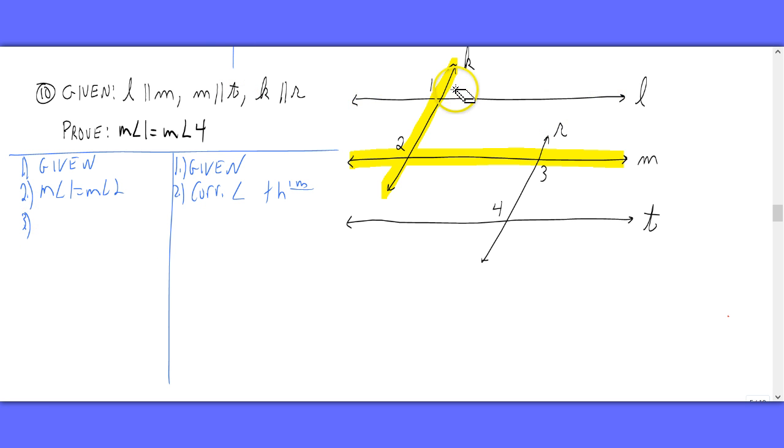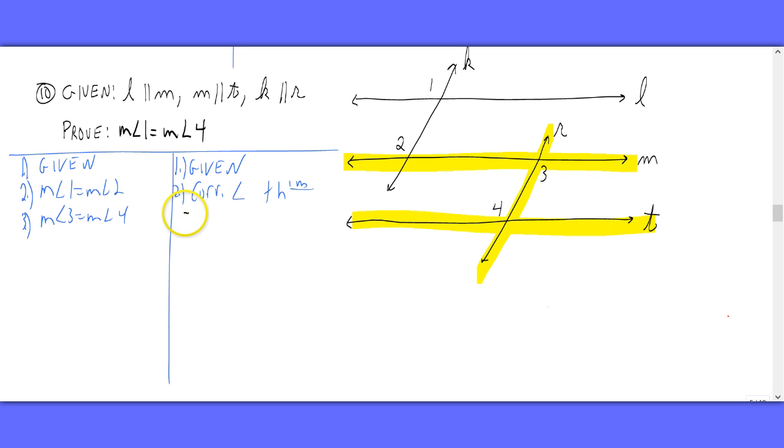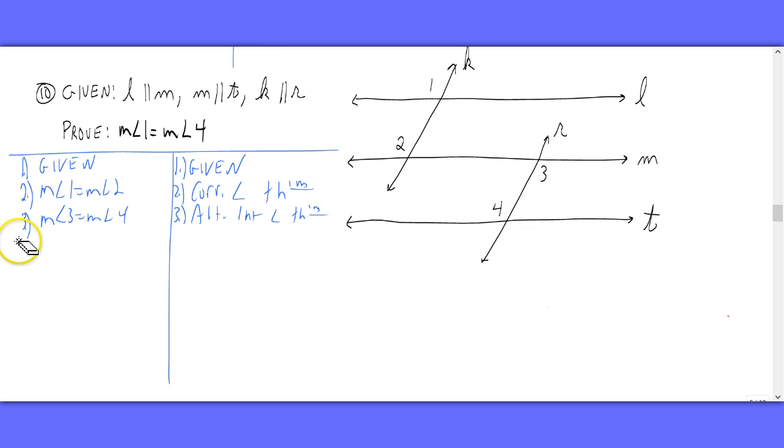Next, we'll look at the next set of parallel lines that we have. And that is that M is parallel to T. Here's our transversal, and if we look at how that shapes up, now we can say that the measure of angle 3 is equal to the measure of angle 4. That's the alternate interior angle theorem. Those alternate interior angles must be equal. Whenever the lines are parallel, the alternate interior angles that are formed are going to be equal to each other.